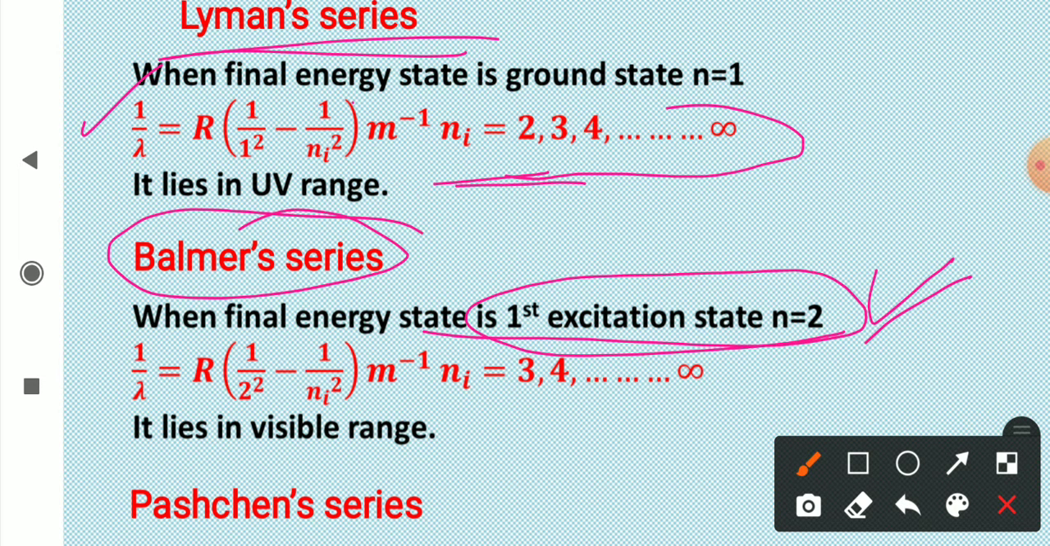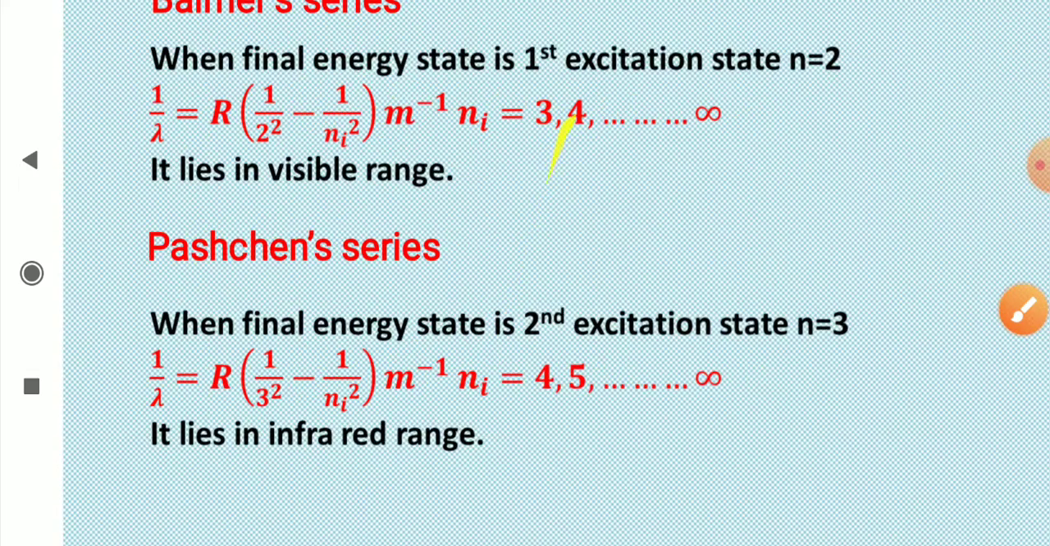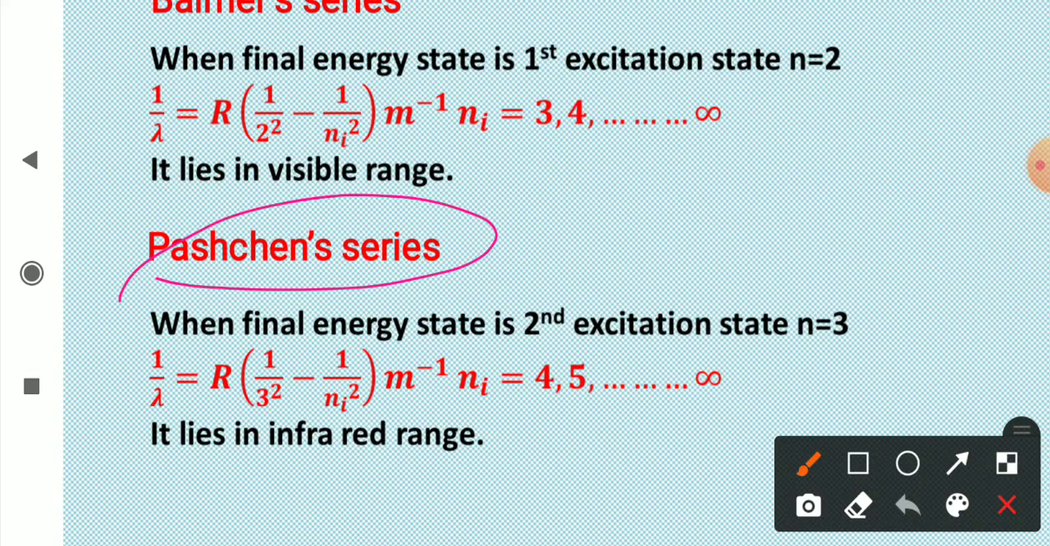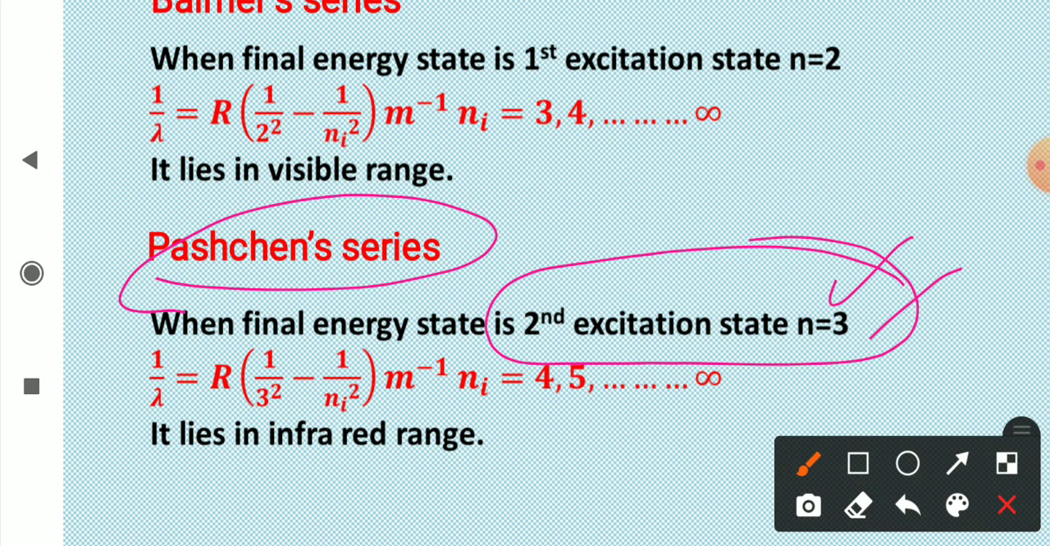Then if the final state is first excitation state or n is equal to 2, then the series is called Balmer series. And in this equation, now the value of nf will be 2. So 1 upon lambda is equal to R into 1 upon 2 square minus 1 upon ni square per meter, where ni is 3, 4 up to infinity. Next in line is Paschen series, when the final state of transition is second excitation state or n is equal to 3, or 1 upon lambda is R into 1 upon 3 square minus 1 upon ni square per meter, where ni is 4, 5 and up to infinity.